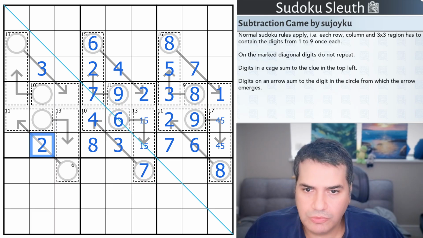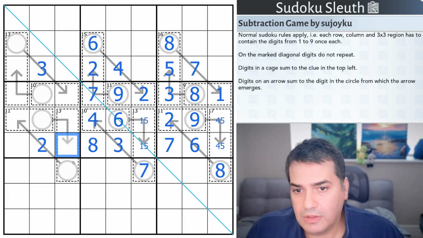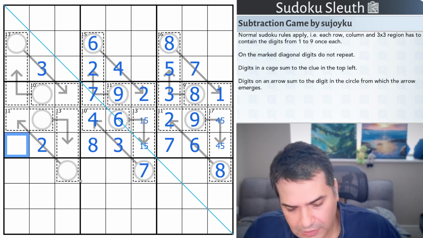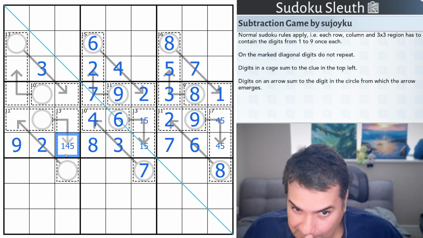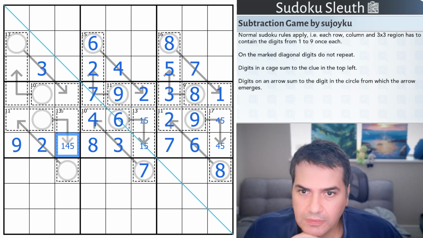What have I left with? So I need, in this row, a 9. Can't be inside this cage because that would be 9. That would be 0. That would be another 9. So 9 is in here. And this is 1, 4, 5. We'll come back to that in a second.